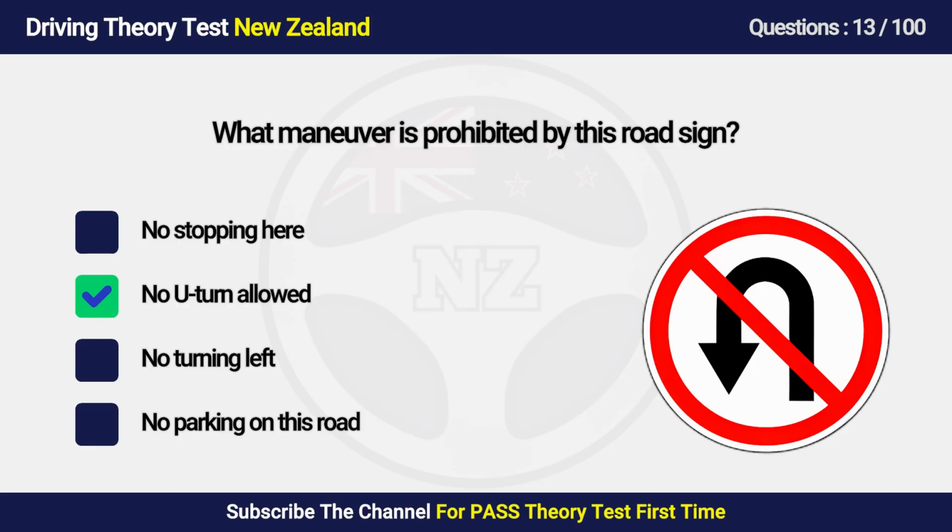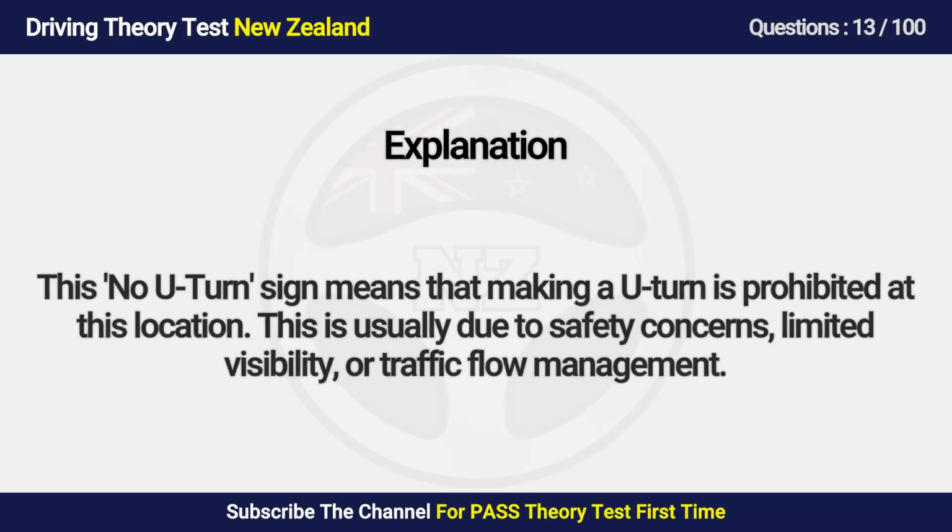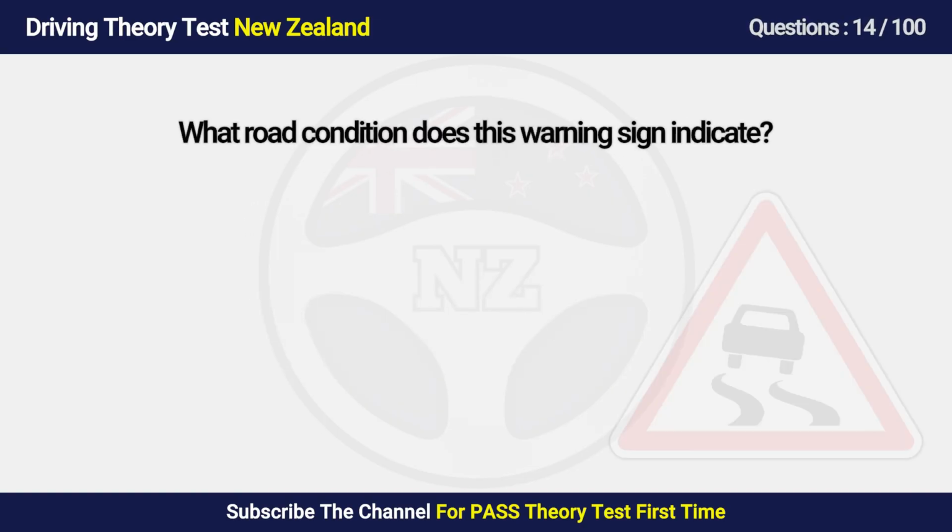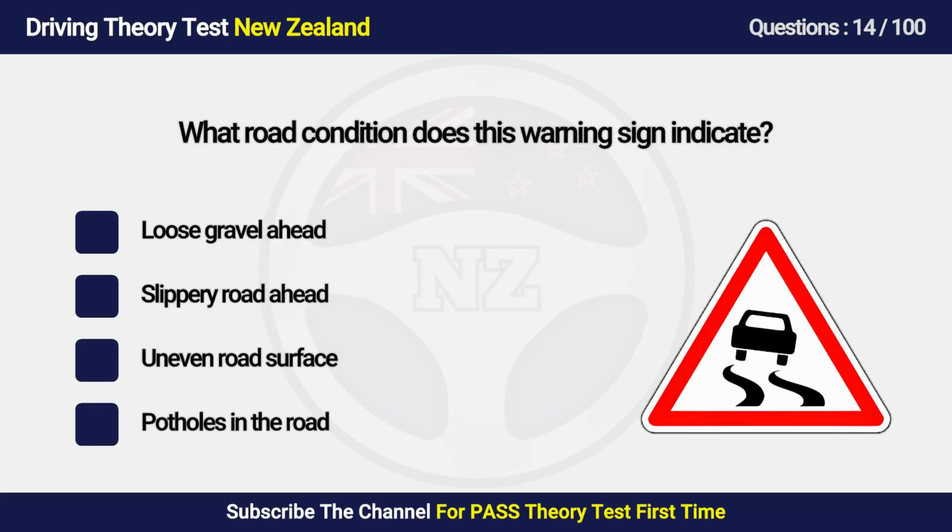Answer is B. No U-turn allowed. This sign means that making a U-turn is prohibited at this location. This is usually due to safety concerns, limited visibility, or traffic flow management. Question 14. What road condition does this warning sign indicate?